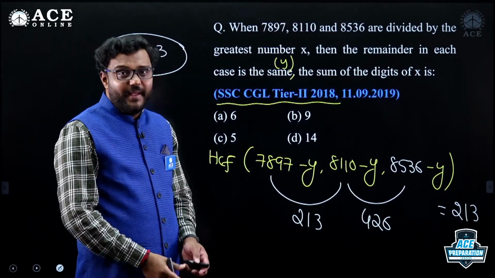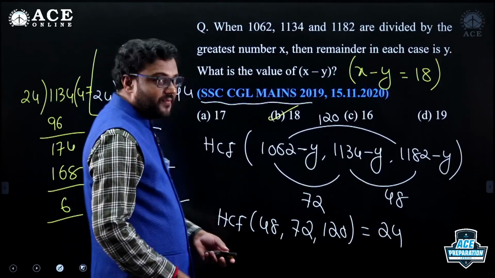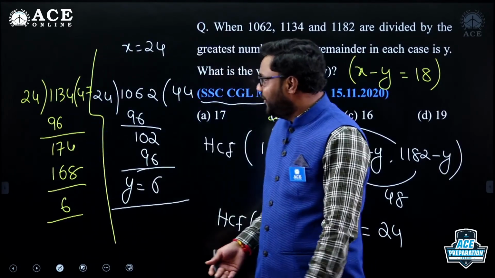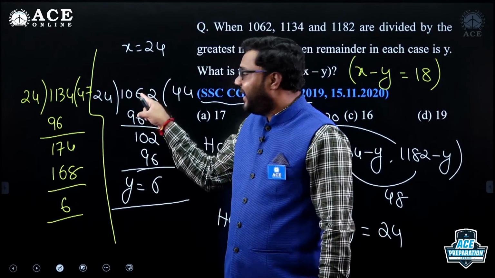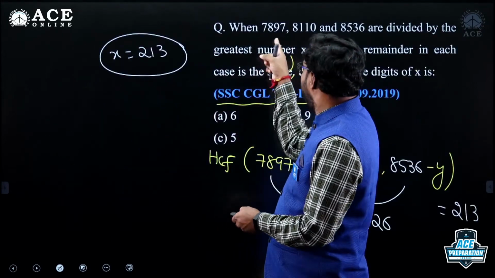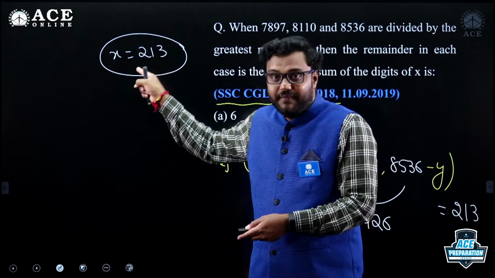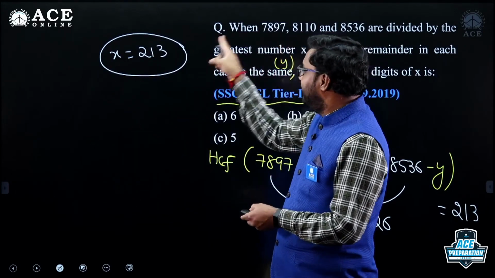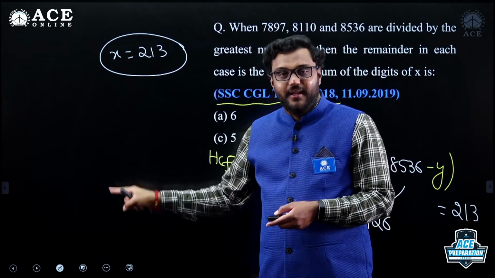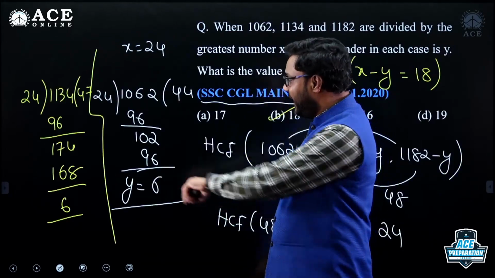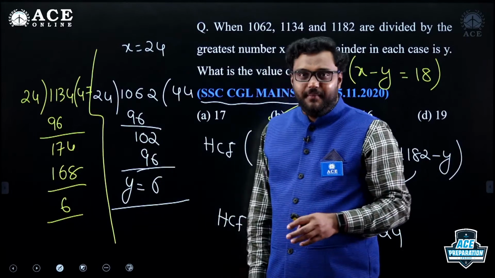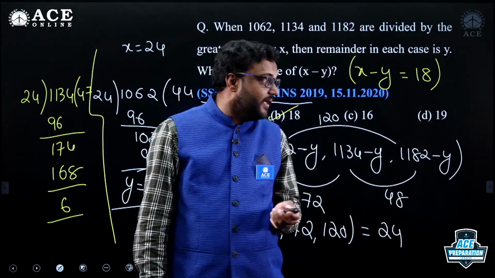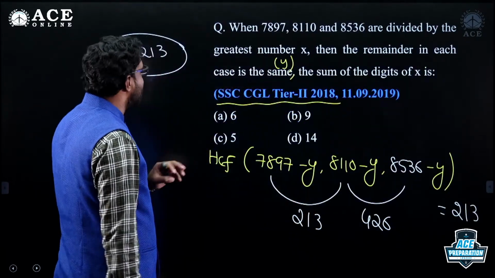But before confirming, you should do this procedure, my dear friends. That's a task for you. You should divide the given numbers. Here the given number is 7897. Divide it with 213, find the remainder. Divide this 8110 with 213, find the remainder. Both remainders you will get as the same. You can verify that, then you can confirm x is 213.